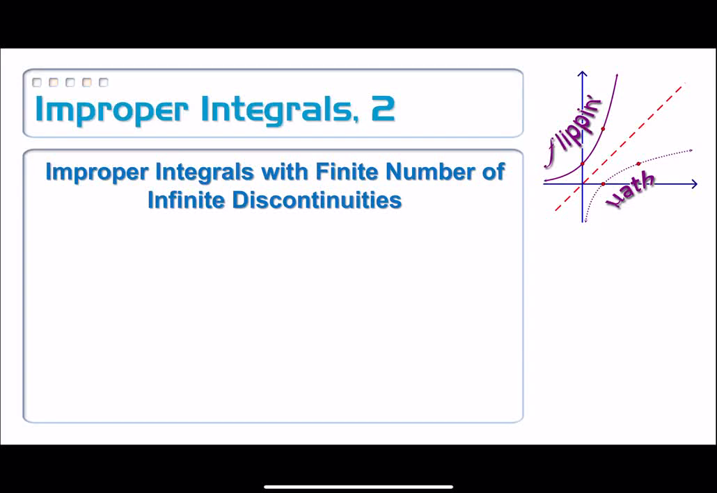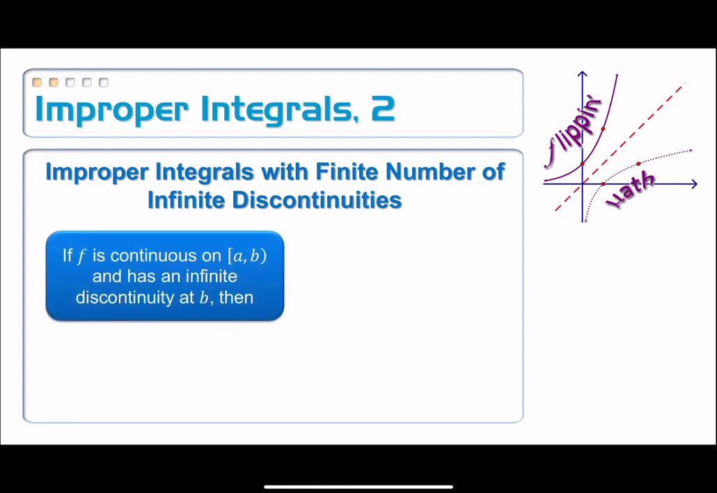All right, our second kind of improper integrals happen when there is an infinite discontinuity someplace in between our closed interval. There's some sort of vertical asymptote. That could be on the left side, could be on the right side, or it could be someplace in between. So let's say that our function f is continuous on the interval. It's closed at a, it's open at b.